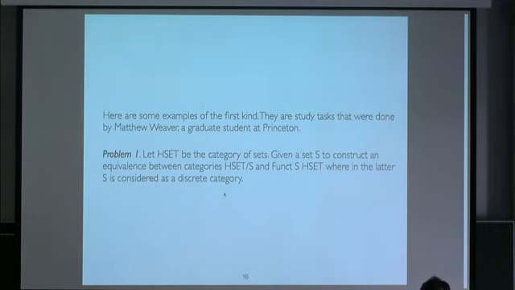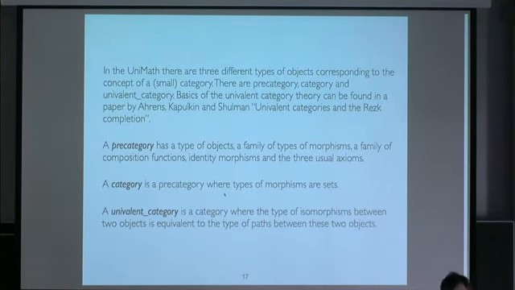So now here interesting things are happening. The category theory in UniMath is interesting. There are 3 different types of objects corresponding to the concept of a small category. There are pre-category, category, and univalent category. Basics of the category theory in the univalent foundations can be found in the paper by Ahrens, Kapulkin, and Shulman, Univalent Categories and the Rezk Completion.